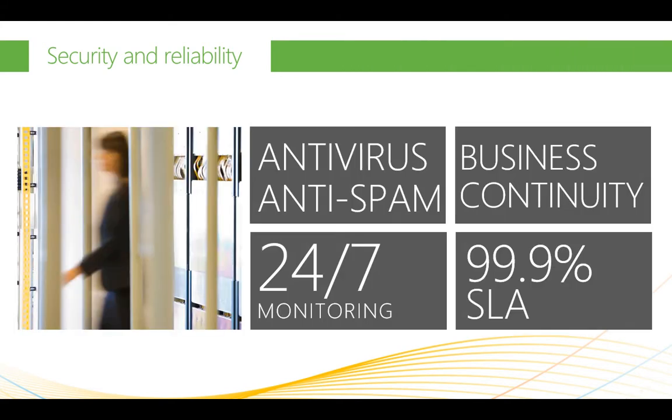Security and reliability are very important to us because they're very important to our customers. And so we do things like messaging hygiene around your email in and out, for antivirus and anti-spam. Business continuity: we have a 99.9% service level agreement. With business continuity, we have site resiliency, so your data is replicated to multiple sites to ensure that if we have a site failure, you don't lose any data. And then full 24/7 monitoring.